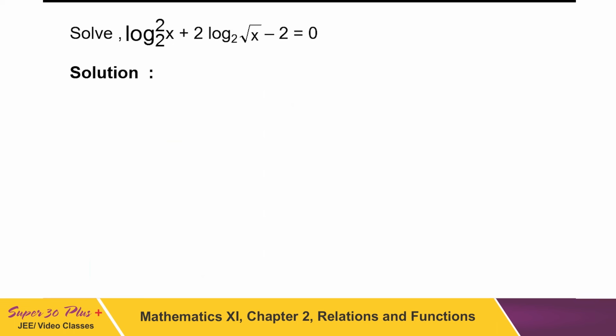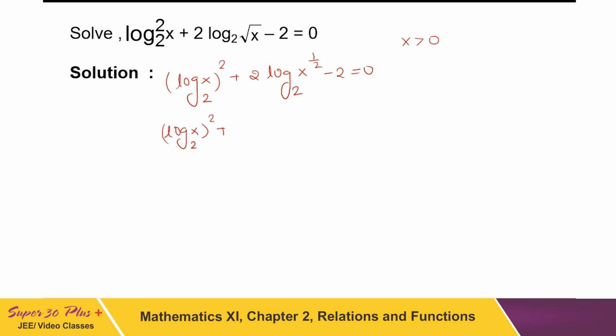The question is here: solve this equation. As we know, the domain is x greater than 0. Now simplify it. It is (log x base 2) whole square, you can write like this, plus twice of log base 2 of x to the power 1 by 2, minus 2 is equal to 0. Simplify it. It is (log x base 2) whole square plus 2 into 1 by 2 log x base 2 minus 2 is equal to 0.